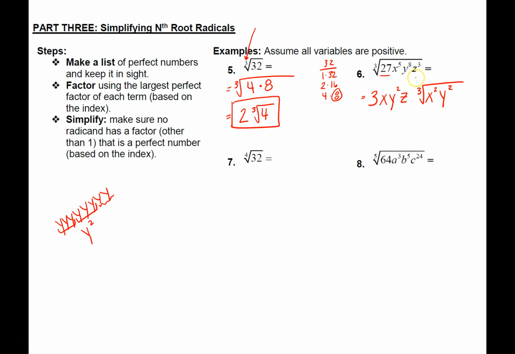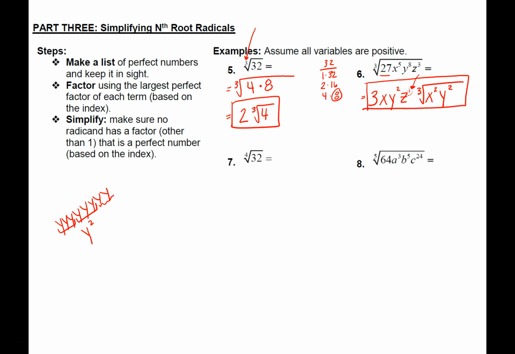Notice here that I'm being really careful to make sure that it doesn't look like the index is the exponent on this z. That is an exponent of 1. Be very clear about your work to make sure that your exponent and your index look separate from one another.